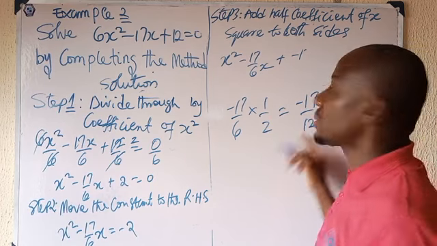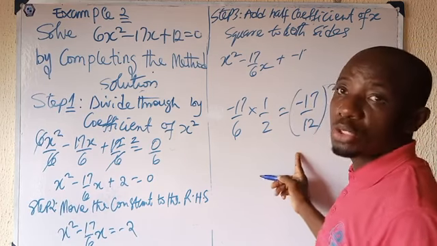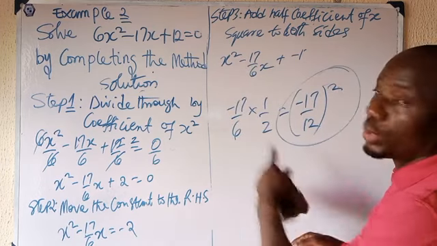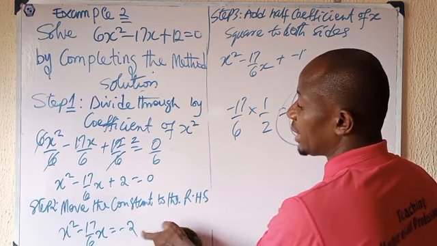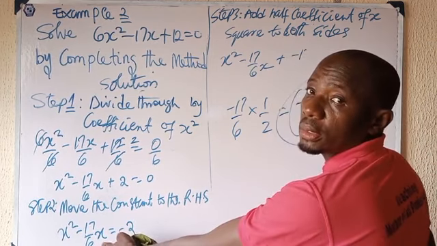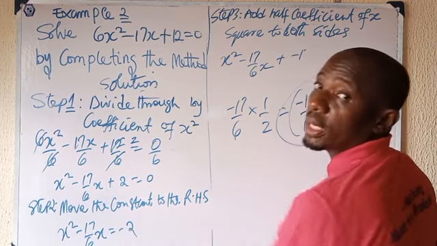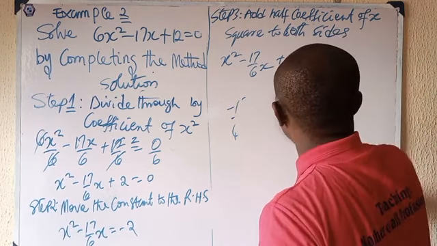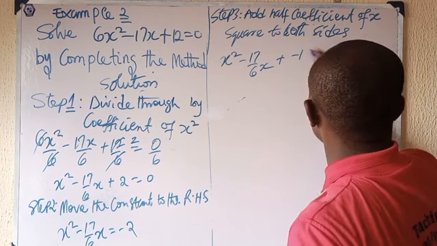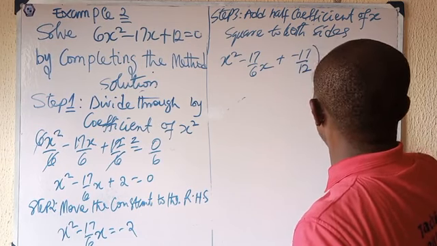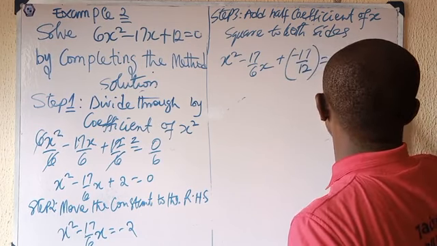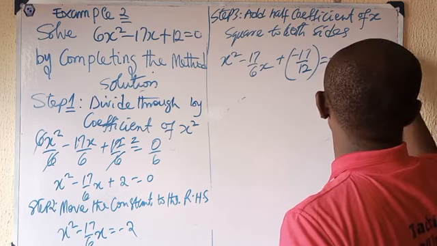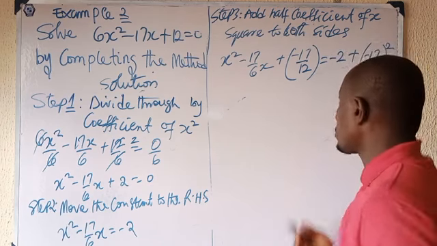So this is half of it squared. That is what it means. So we should add it to the left hand side and to the right hand side. So we are going to add minus 17 over 12 squared to both sides. So this is minus 2 plus minus 17 over 12 squared. So this is what we have.